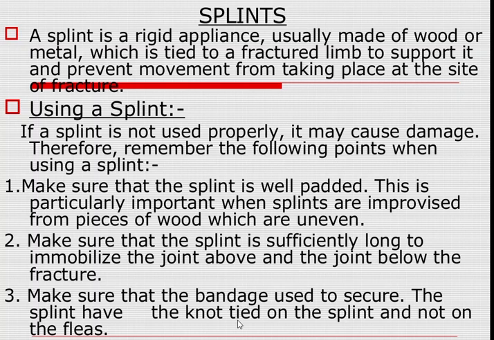Make sure that the splint is sufficiently long, meaning the length of the splint should be enough that it can cover the whole joint and help to immobilize the joint above and the joint below the fracture. Make sure that a bandage is used to secure it. To secure the splint, we must apply a bandage over it. The knot should be tied on the splint and not on the limb, meaning the knots that we are tying are on the splint.